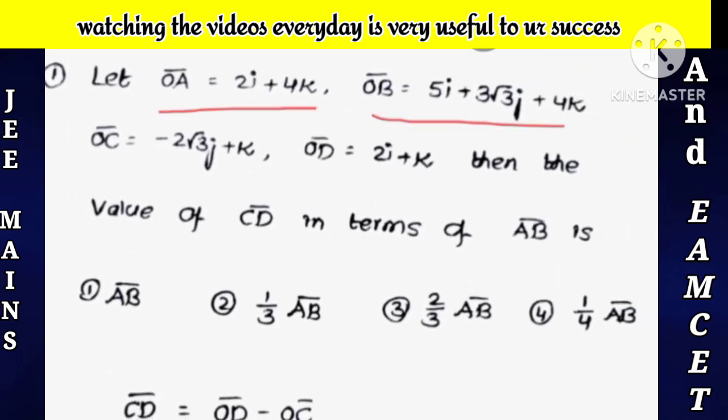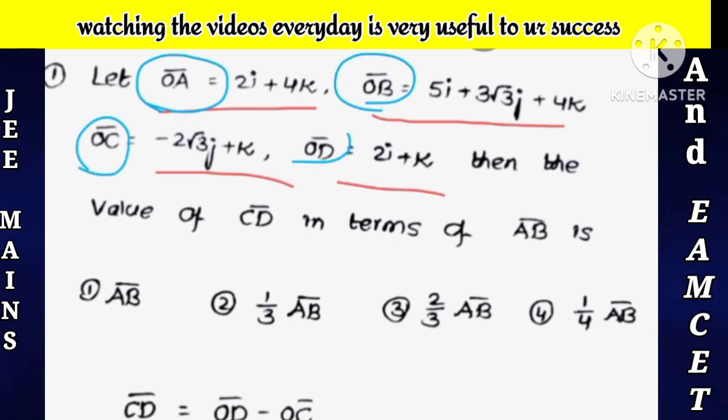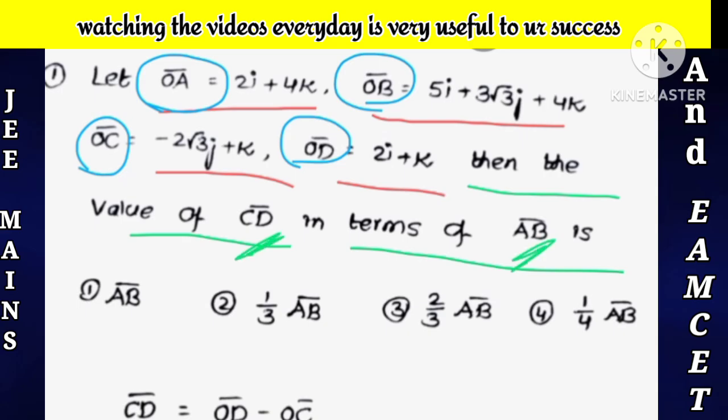The first question is: let OA bar is equal to 2i plus 4k, OB bar is equal to 5i plus 3 root 3 j plus 4k, OC bar is equal to minus 2 root 3 j plus k, OD bar is equal to 2i plus k. Here four vectors are given, OA bar, OB bar, OC bar, OD bar. Now what is the given question? Find the value of CD bar in terms of AB bar.